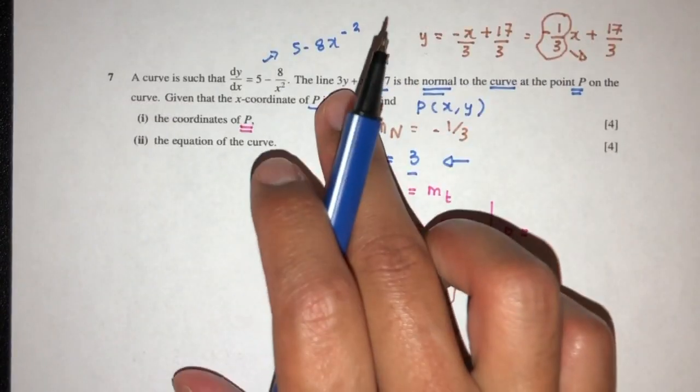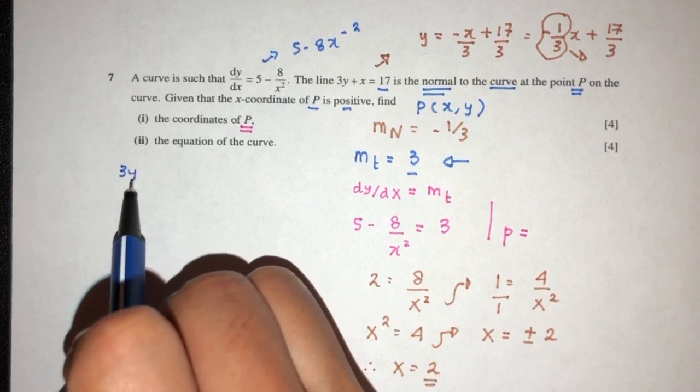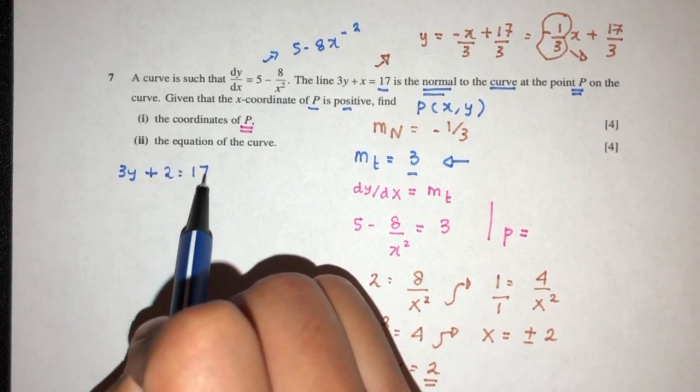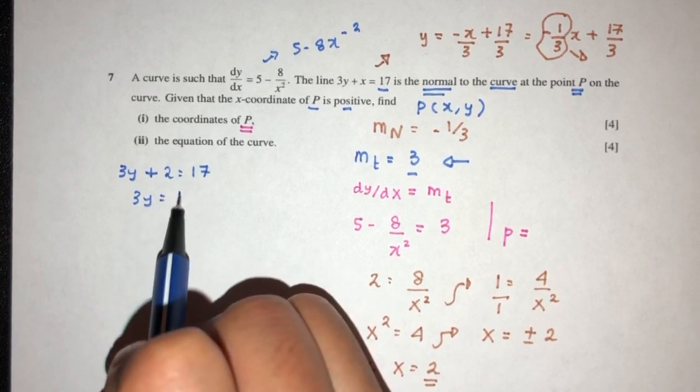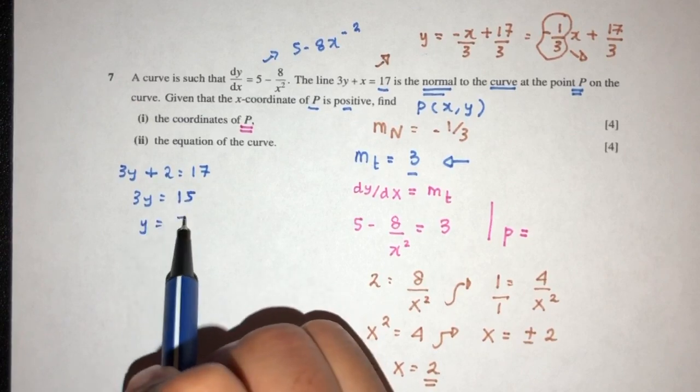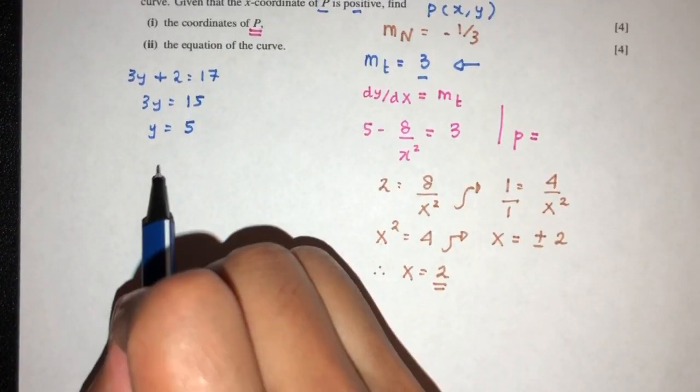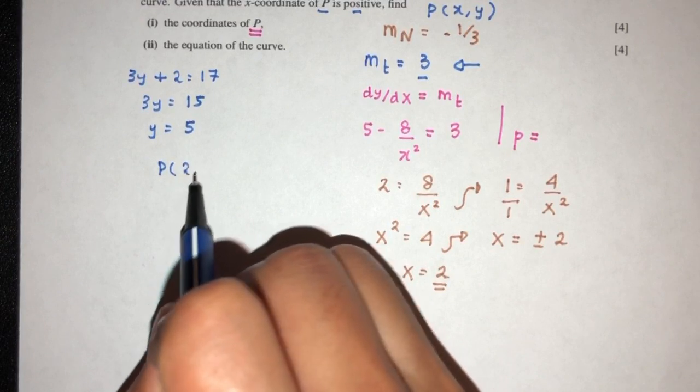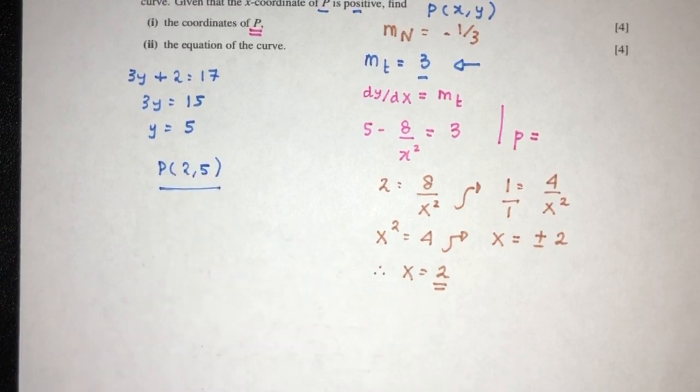Now from here we can find the value of y. Replace back in your equation. You have 3 times y plus x is 17. 3y will be 15, so y will be the value of 5. So finally P will be 2, 5.